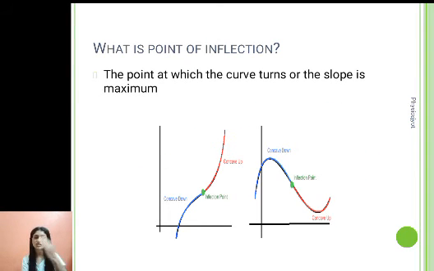The point at which the curve turns, you can say. Another thing to mention about the point of inflection is that the slope is maximum at that particular point.